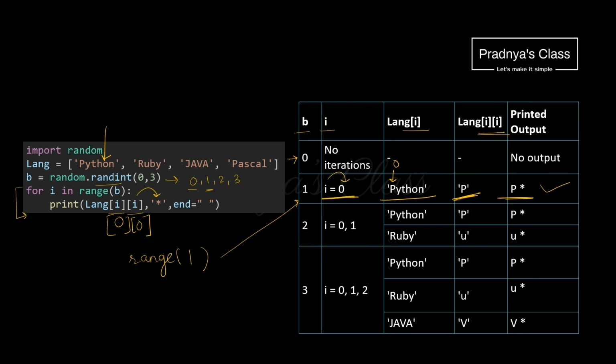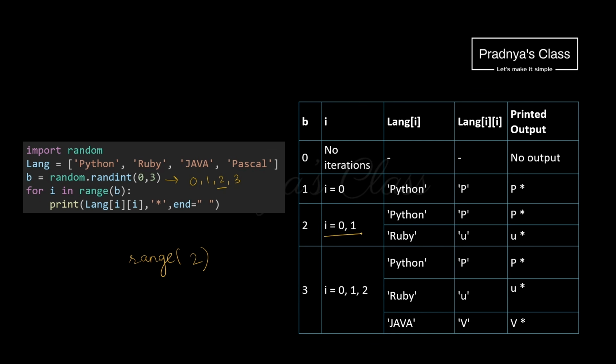In the same way, we will work out the remaining values of B. Okay then, let's consider B as 2, so it will be range of 2. Values of I will be 0 and 1. At the 0th index, we have this string and at the first index, we have Ruby. So for the first string, we need 0, 0. It means we will be taking the first character. That's why we got P star. Then for the second iteration, it will be language of 1, 1. So from this string Ruby, you will be taking U. That's why you will be getting U star. In this way, we got the second output. This is the first possible output. Here is the second possible output.